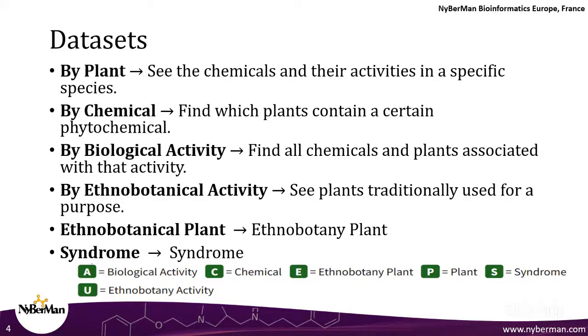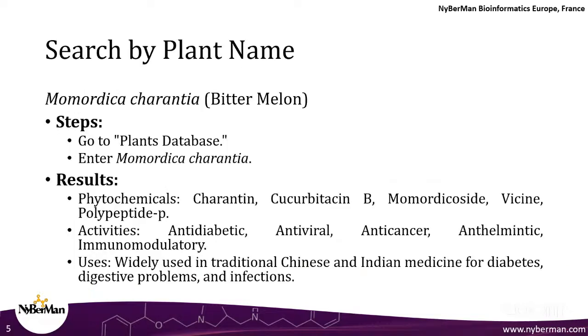And by biological activity, find all the chemicals and plants associated with the activity. For example, if you're going to work with anti-inflammatory activity or anti-cancer activity, based on the activity also, you can find the chemicals and the plants related to it. Based upon its traditional usage, you can also find with the help of keywords. And based upon ethnobotany, that is, specifically about the plant, and based upon syndrome or disease, you can also get results. These are the different options to find the terms.